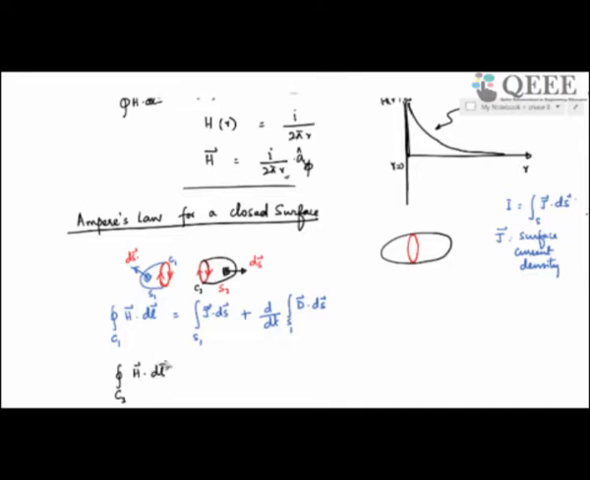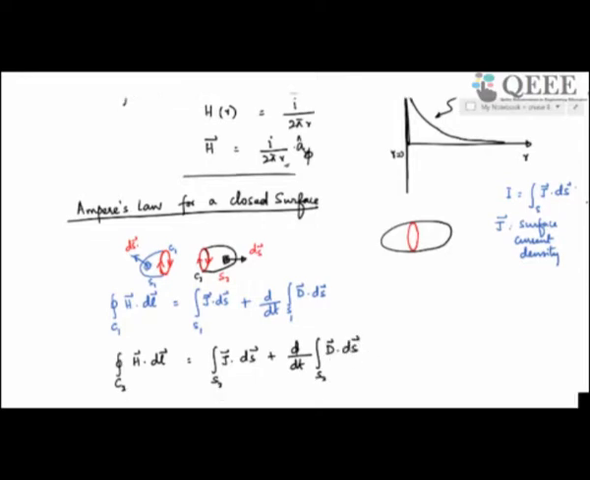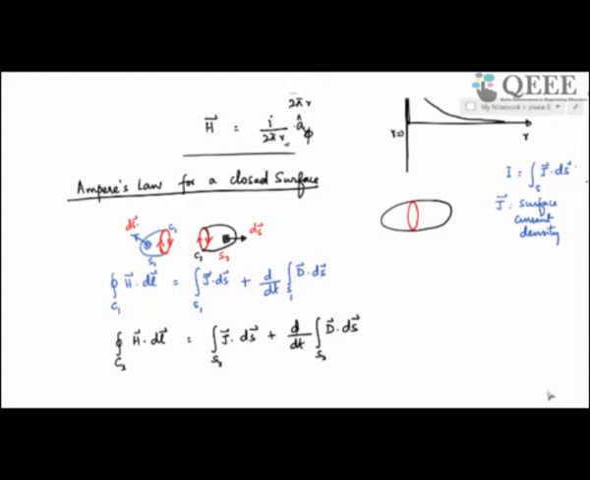The closed integral of H dot dl equals the integral over S2 of J dot ds plus d by dt of the integral over S2 of D dot ds. So I have two halves of the potato with two rubber bands. Now what I am going to do is bring the potato halves together and join them. Okay, I am going to club these two.